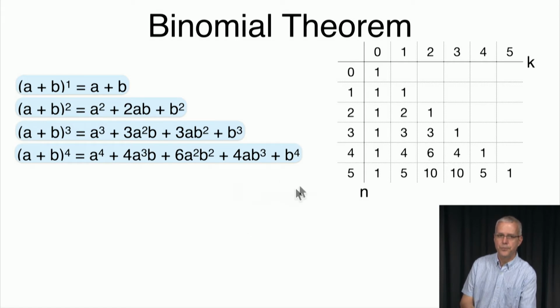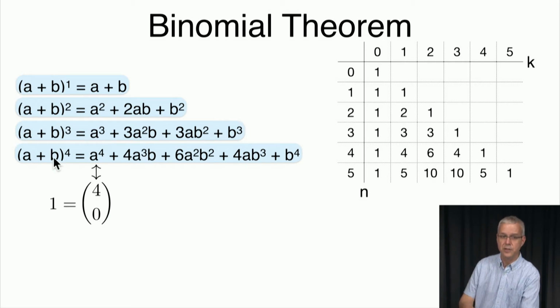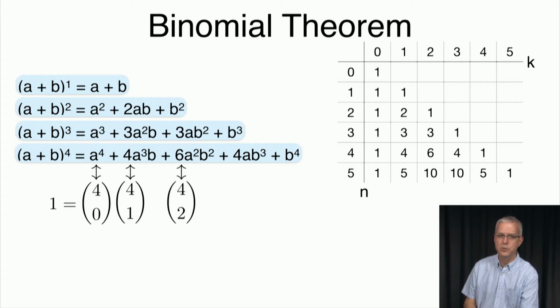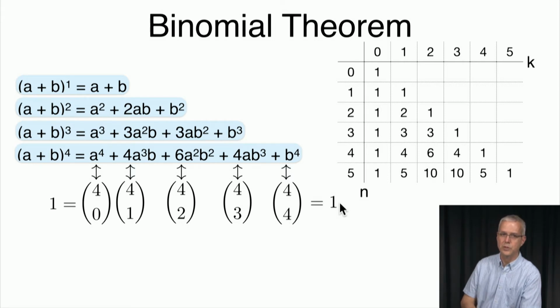In other words, what this suggests is that if we take, for example, a plus b to the 4, the coefficient of a to the 4 is going to be 4 choose 0, which is 1. The coefficient of a cubed b is going to be 4 choose 1, which is 4. The coefficient of a squared b squared is going to be 4 choose 2, which is 6. The coefficient of ab cubed is going to be 4 choose 3. The coefficient of b to the 4 is going to be 4 choose 4, which is 1.